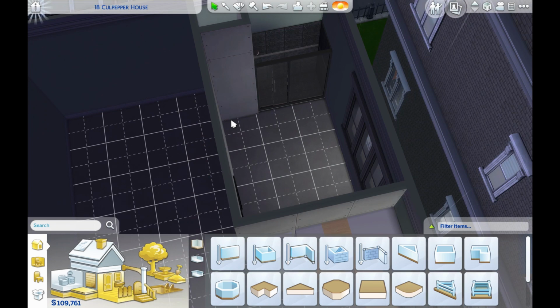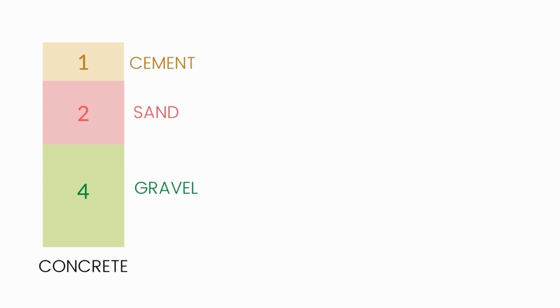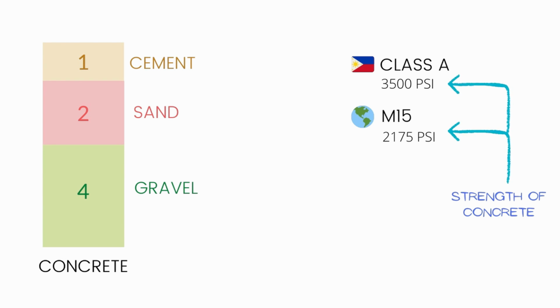In the Philippines, the concrete design mix for a column is 1 part cement, 2 parts sand, and 4 parts gravel. But bear in mind, this is considered a Class A concrete with a strength of 3,500 psi. In other countries, the ratio that I said is considered N15, where N stands for mix and 15 stands for the concrete strength in megapascals. If I were to convert that 15, it will have 2,175 psi.